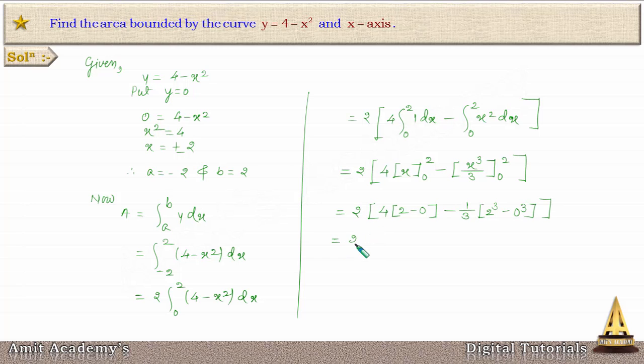So is equal to this 2 here as it is in square bracket. Now shown here 2 minus 0 is 2 and 2 into 4 is 8 minus here 2 cube is 8 minus 0 cube is 0 and 8 minus 0 is 8. So I'll get 8 by 3. So is equal to this 2 here as it is in square bracket. Now shown here the LCM of these two terms will be 3. We have to multiply this 8 by this 3, so I'll get 8 into 3 is 24 minus this 8 upon LCM is 3. So is equal to, now 24 minus 8 is 16 and 16 upon 3 into 2 will be 32 upon 3 and this is the value of area in square units and this is your final answer.